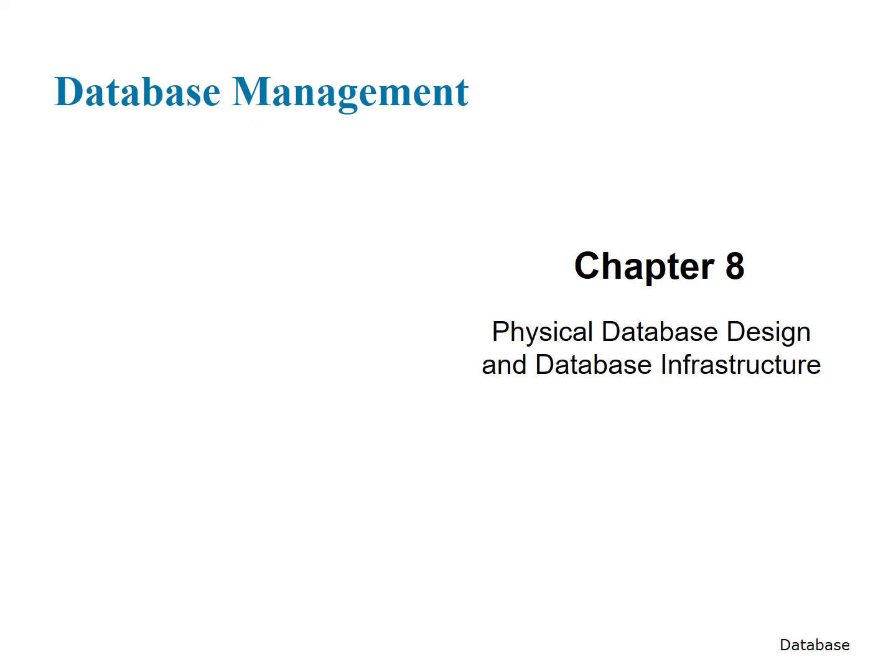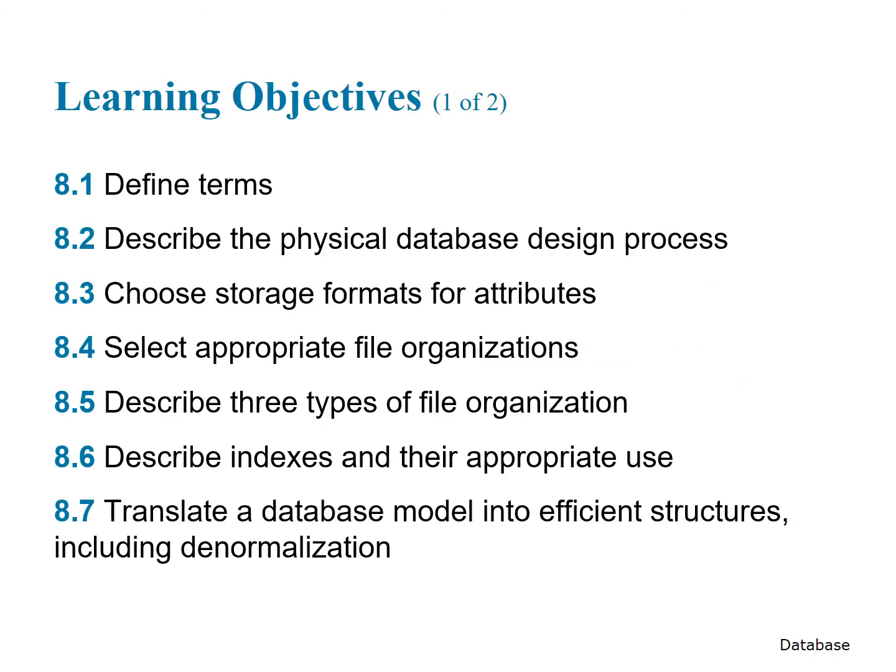Hi, this is chapter 8, first slide, physical database design and database infrastructure. We're going to study definitions of terminology, and also describe the physical database design process, and then choose storage format for attributes, and then select appropriate file organization. Also, we're going to describe three types of file organization, and then describe indexes and their appropriate use, and then translate our database model into efficient structures, including normalization.